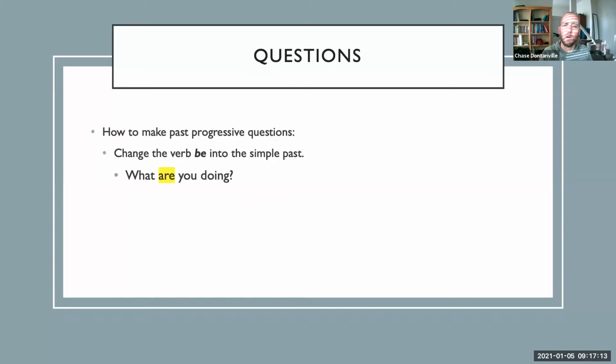Another example: what are you doing? This is a question about the present progressive. For example, someone asks me, what are you doing? I can say, working. So how do we change this to the past? Again, change the verb be to the past simple. What were you doing today at 2 p.m.? Working.